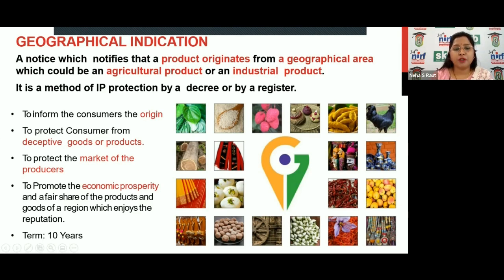Similarly, it promotes the economic prosperity and a fair share of products and goods of a region which enjoys the reputation. So ultimately, these are all the different types of geographical indications: agricultural products, industrial products. Then again, you can see mangoes, here Alphonso, right? Nagpur oranges. They all are protected under geographical indications. The initial term is 10 years, and we have to renew it after 10 years for continuation of a geographical indication. So this is the most important area of IP.